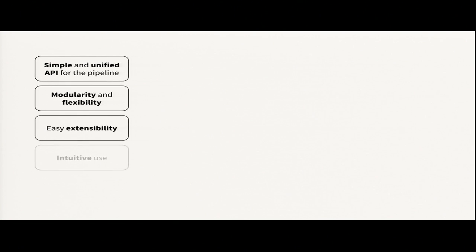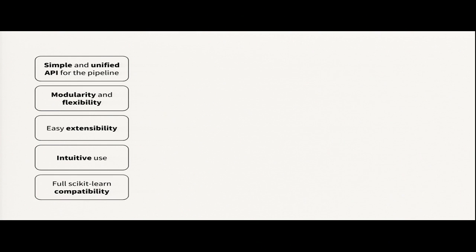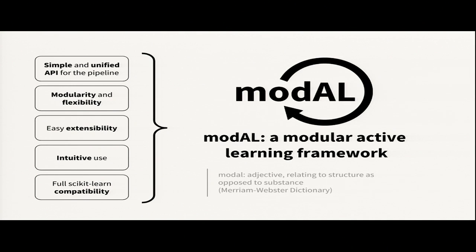What you actually need, if you want to do active learning effectively and make it easy, is a framework with a simple and unified API. It's modular and flexible, easily extensible, so the pipeline is not hard-coded. You can easily replace components, and if you have your own classifier, you can insert it easily. It should be easy to use and compatible with scikit-learn, because many models are in scikit-learn, one of the most popular machine learning packages for Python. And out of these requirements, Modal was born, which is short for modular active learning framework, as I mentioned.